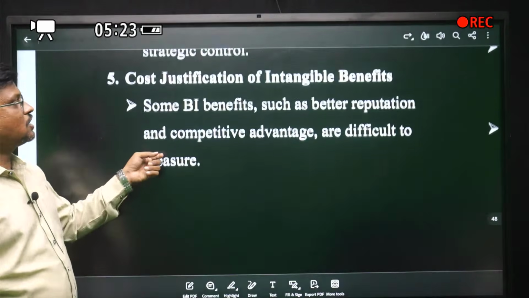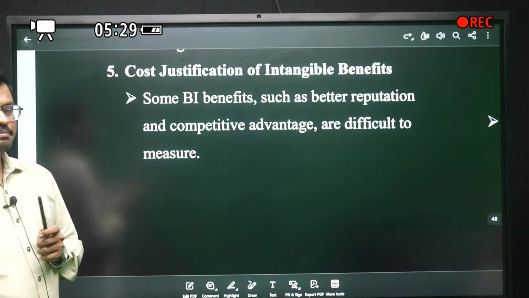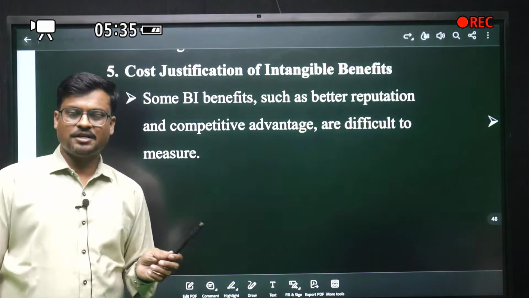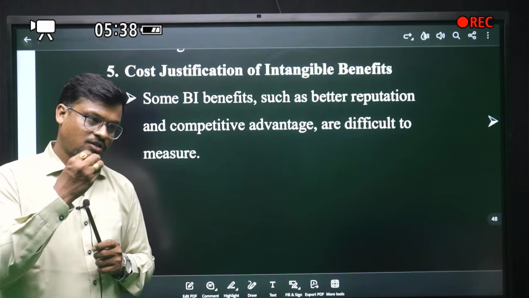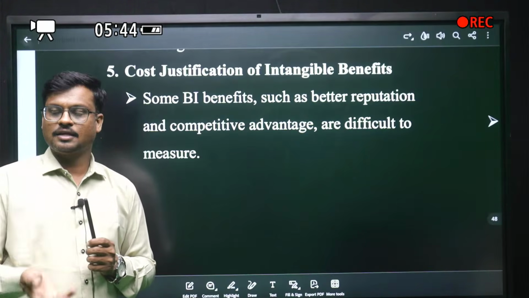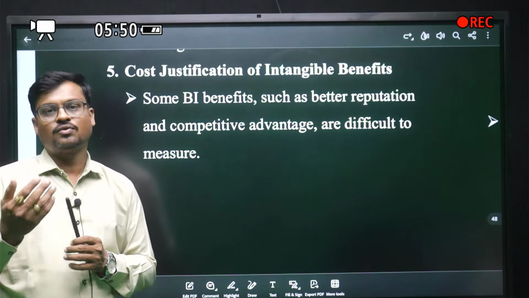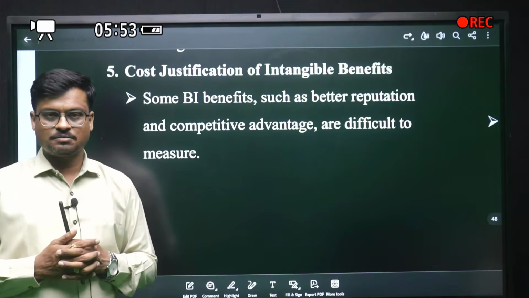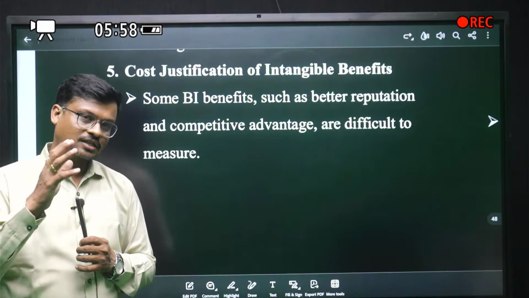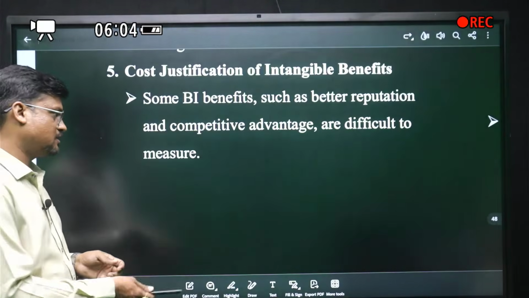Fifth one is cost justification of intangible benefits. Some BI benefits, such as better reputation or competitive advantage, are very difficult to measure. Obviously, we might have seen this. The organizations, especially the educational institutions, which focus much on marketing are getting better admissions. The colleges or products which are not focusing on marketing strategies or advertisements maybe are not getting that level of impact, that level of returns. Then also it is a tough thing for anyone to explain these intangible benefits of maintaining business intelligence.